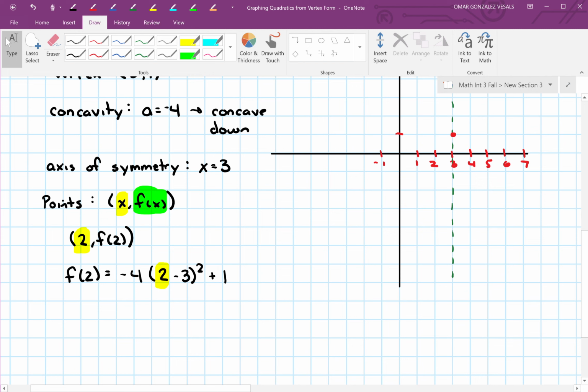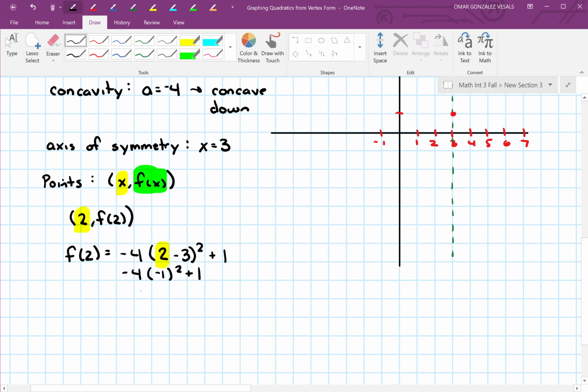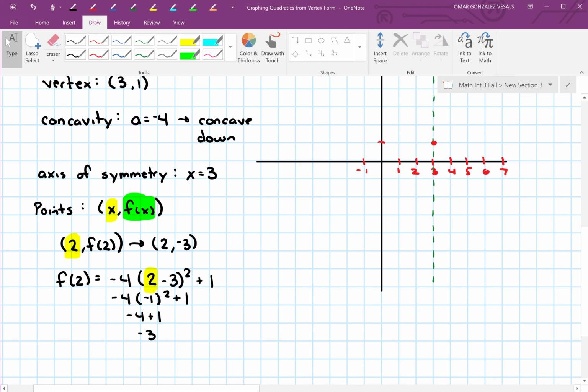This is now solvable. So this is going to be -4 times (2 minus 3) is -1, squared, plus 1. -1 squared is +1. 1 times -4 is -4, plus 1. So that equals what? That equals -3. So look, I found a coordinate. So I know that when I go over 2, I have to go down 3. So I found a point. I can go back to my graph, and I can go over 2 and down 3.